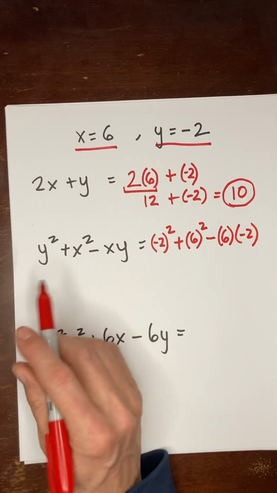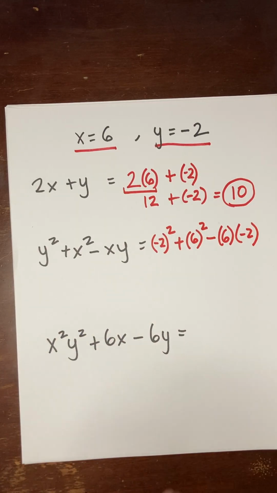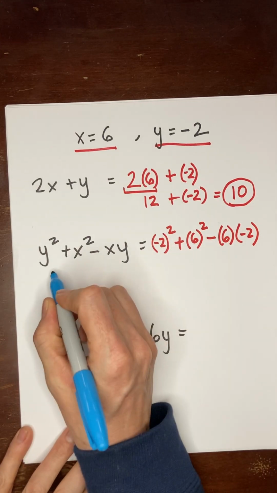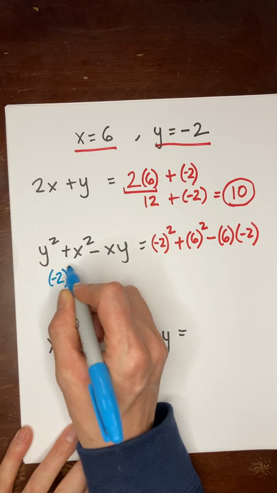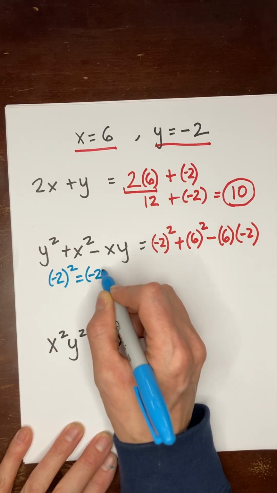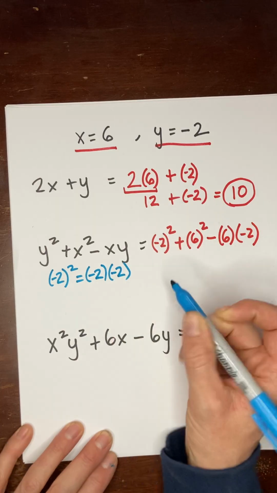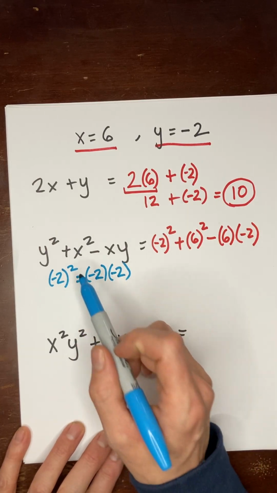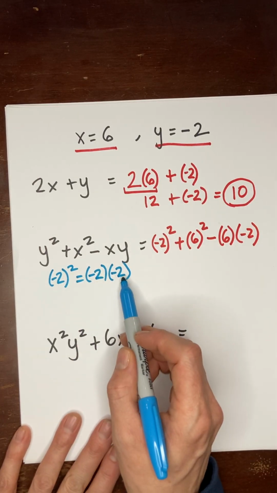I'm going to do a little side problem over here. I'll put it in another color. Okay, minus 2 squared means minus 2 times minus 2, because exponents are repeated multiplication. Okay, what is 2 times 2?